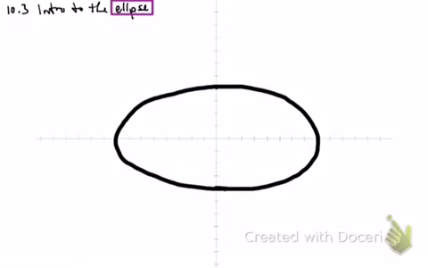Hello, it's Mr. Cerisa, and today we'll go over the intro to an ellipse. This is probably the best ellipse I could draw, but you'll see from pictures in the book some better viewings. So first of all, what is an ellipse?